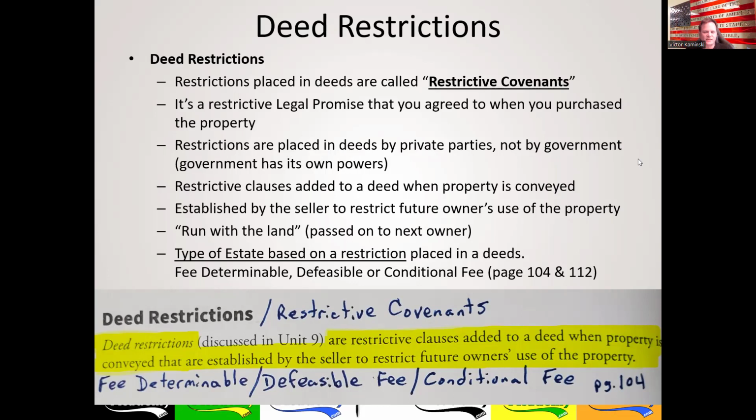So who could place a restriction in a deed? The owners. The government does not place restrictions in deeds. They've got their own powers that could restrict how you could use your property: zoning laws, rules and regulations, stuff like that. Only a private party can place restrictions in deeds. These are restrictive clauses added when the property is conveyed. They're established by the seller to restrict the future owner's use of the property, and they run with the land from one owner to the next. And the type of estate based on a restriction is a fee determinable, defeasible, or conditional fee estate, which we went over on page 104 and 112.